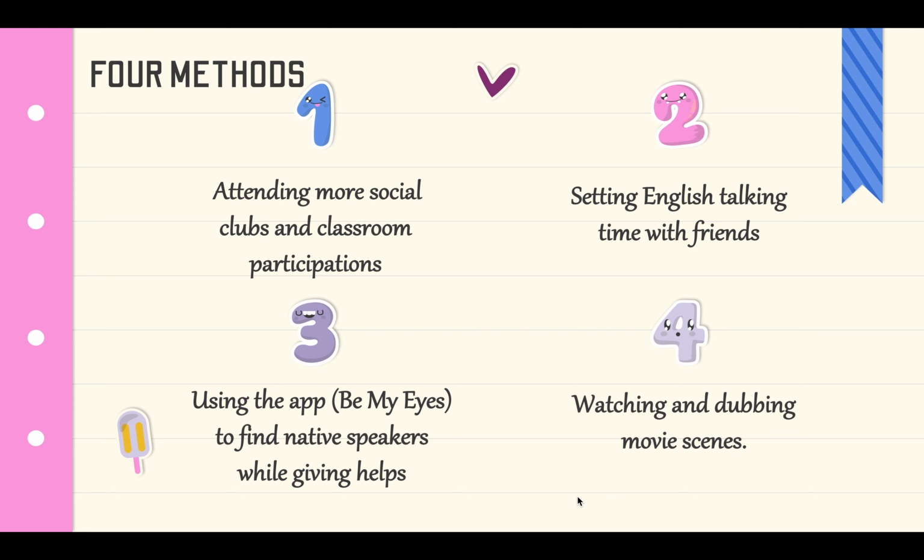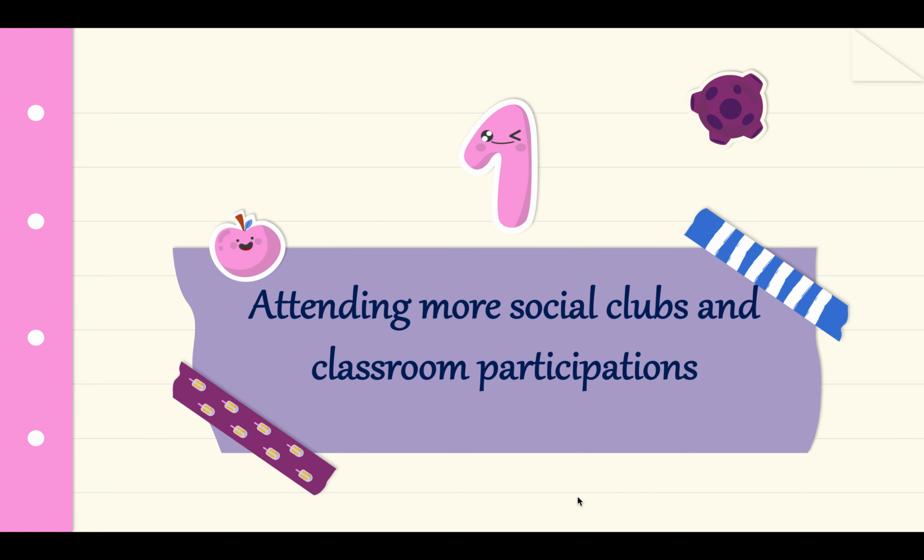First, attending more social clubs and classroom participation. Second, setting English talking time with friends. Third, using the app Be My Eyes to find native speakers while giving help. Fourth, watching and dubbing movie scenes. For the first method, I don't need to describe more.